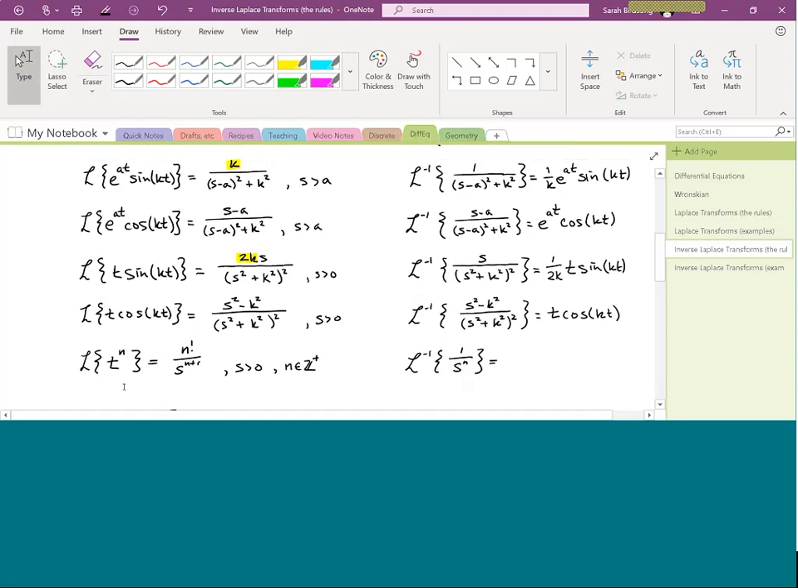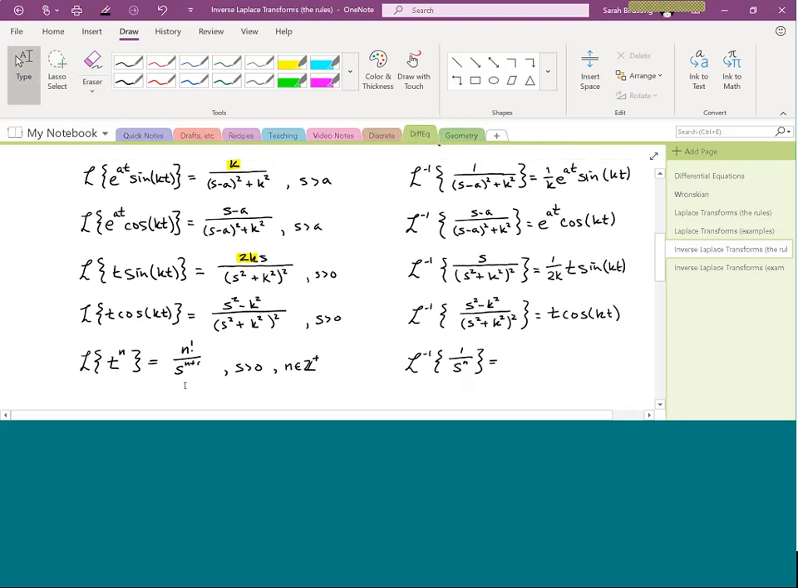t to the n. So if we called it this, this would be like our power rule for Laplace transforms. And we found out last time that if n is some positive integer, you're going to get n factorial over s raised to the n plus 1. Okay? So we found that out before.